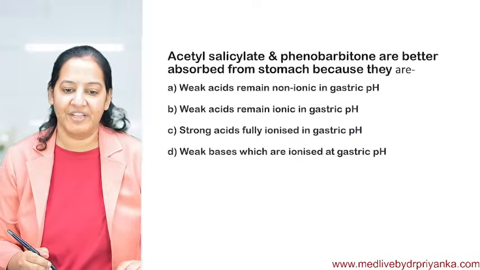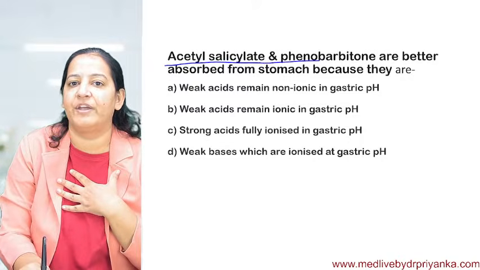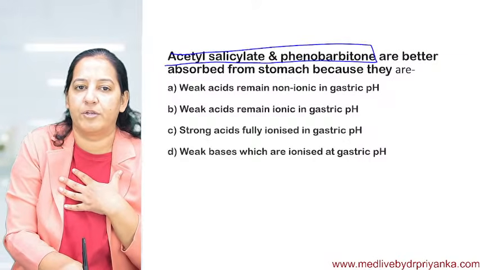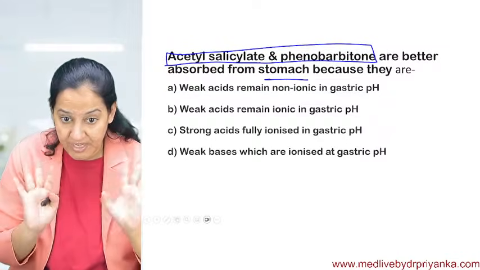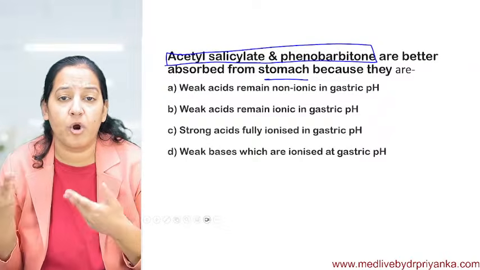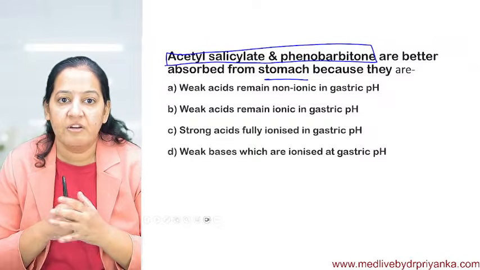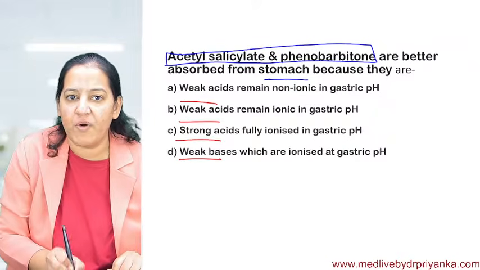Read the first question. Let me read it for you. Acetyl salicylate and phenobarbitone: both of them are absorbed better from the stomach. Why? It is given to you. They are not asking whether it is absorbed better from the stomach. But why are they absorbed better from the stomach, not from the intestine? First, you decide whether these two drugs are weak acid or strong acid.